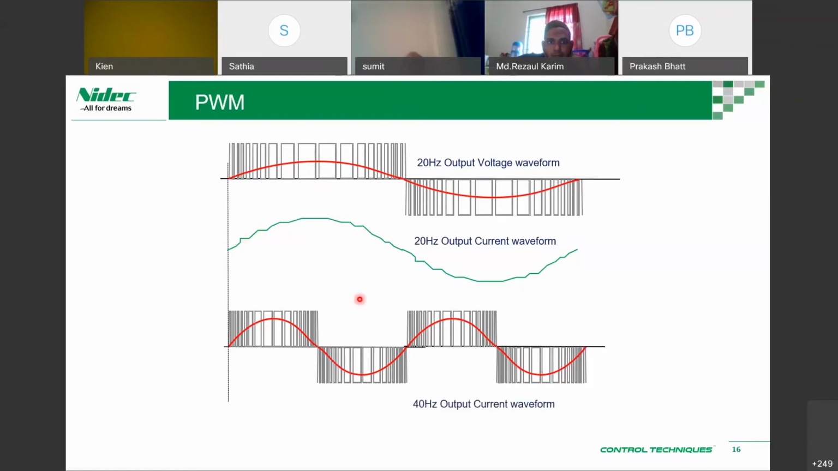And this is for 40 hertz. So you get double the frequency, so you get an increased sine wave. Then you have higher frequency current going into the drive, going into the motor, and then you get the motion.